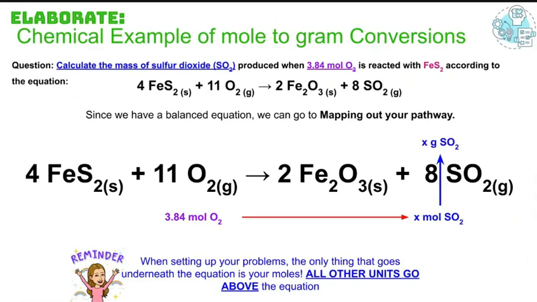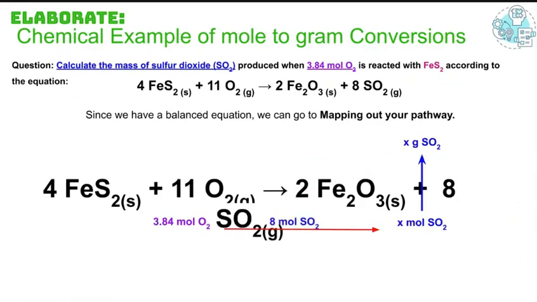So we're going from moles of O2. We need to figure out how many moles of SO2 there are. And then we need to go up to grams of SO2. They're all 90-degree turns when mapping our pathway. We can never go diagonal. You cannot have the hypotenuse. Remember our arrow here is pointing to moles of SO2.